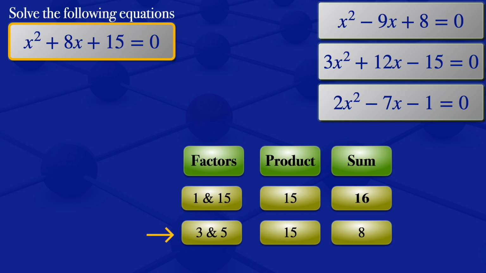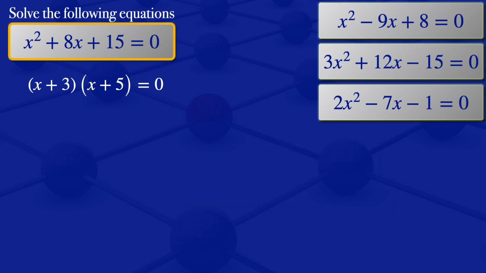It's a positive 3 and a positive 5, because if we add those two, we get 8, and when you multiply them, we get a positive 15. So when you factorize our equation, it is positive 3 and positive 5. So it's x plus 3 multiplied by x plus 5 equals 0. That's our equation now that we have factorized it.